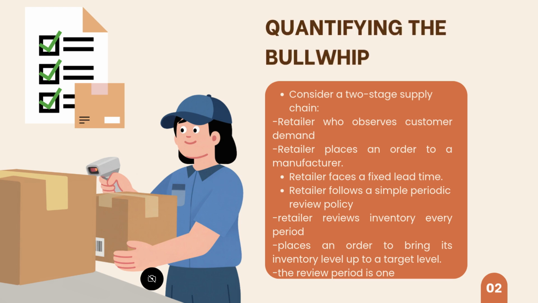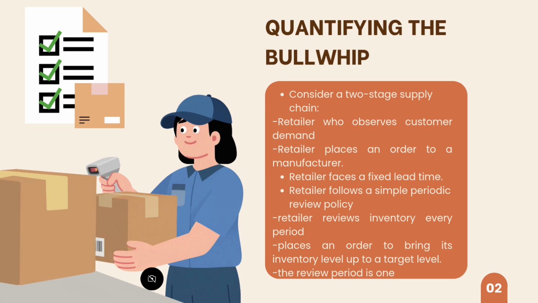Next, quantifying the bullwhip. First, consider a two-stage supply chain. The retailer observes customers' demand. The retailer is the business that sells products directly to customers. The retailer can see the actual demand from customers, such as how many products are bought during a certain period. This information is used to decide future orders.